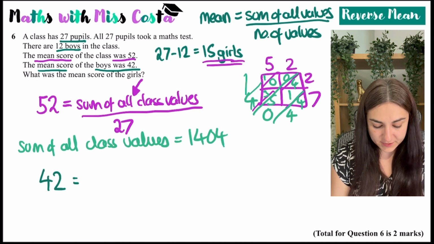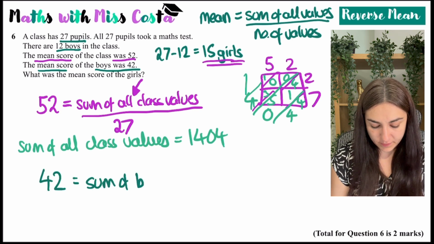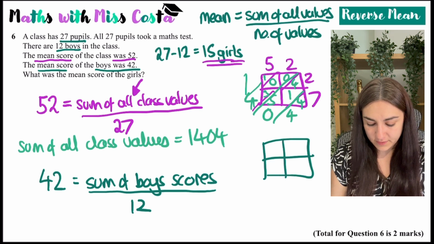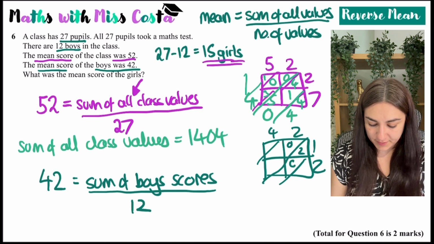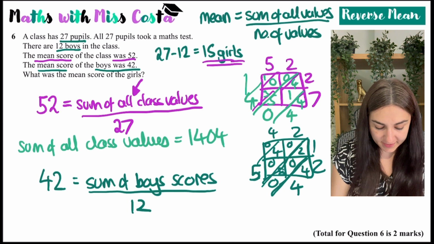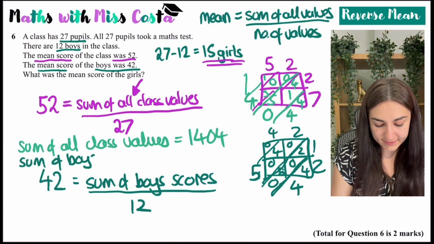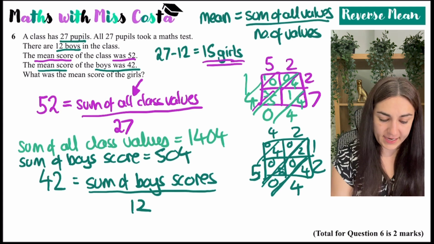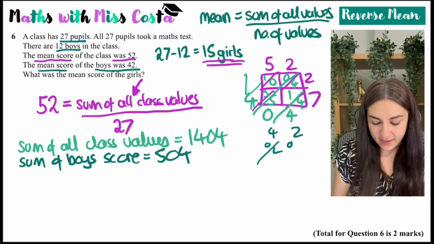I'm then told that the mean score of the boys was 42. So the mean, 42, equals the sum of the boys' scores divided by, and how many boys were there? 12. So I could do 42 times 12. 2 times 1 is 2. 2 times 2 is 4. 4 times 1 is 4. 4 times 2 is 8. So add the diagonals, that would be 4. 8 plus 2 is 10. 4 plus 1 is 5. Okay, so the sum of the boys' scores is 504.